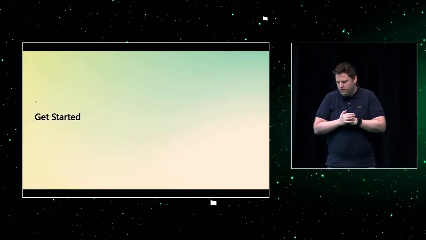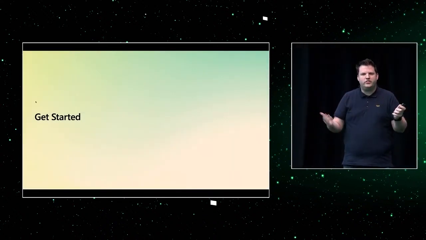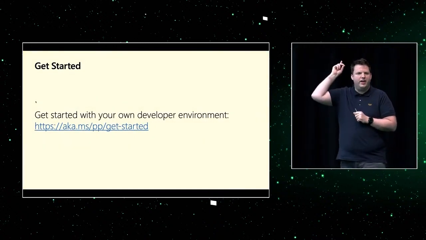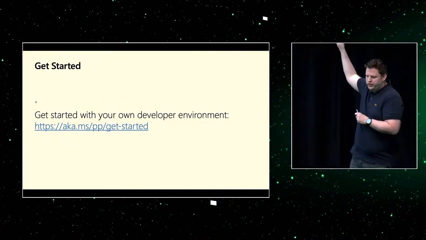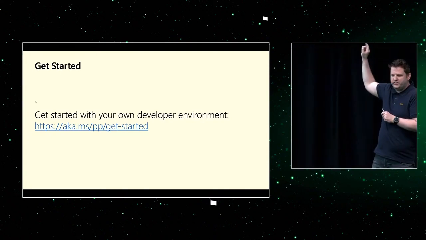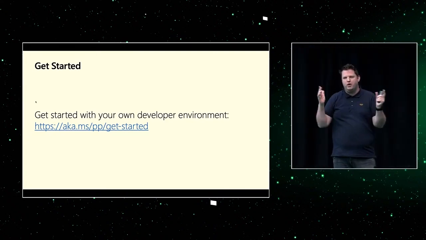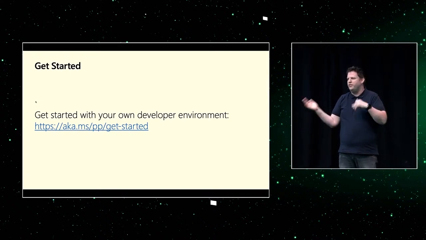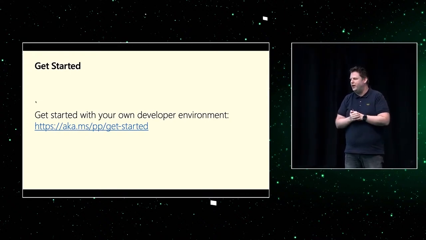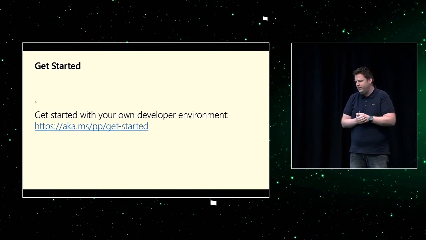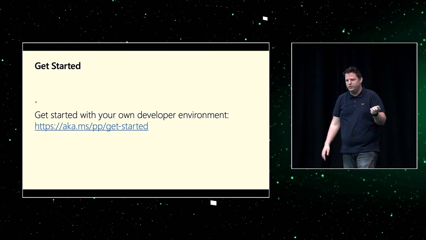So one thing I would love you to do is to get started. We have a developer environment that you can use. So when you go to aka.ms/pp/get-started, you can create your own developer environment in the Power Platform. And that way you can already use the custom connectors as well. It's free of charge, so you can just use that. And then you can build your own connectors if you want to for your own APIs.